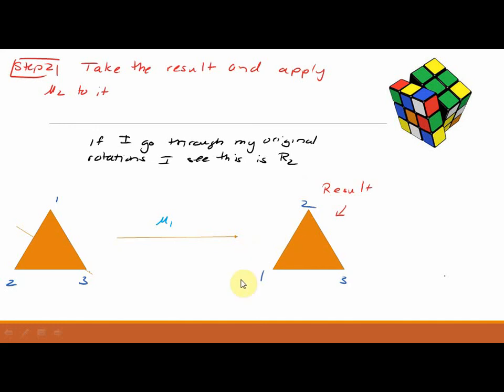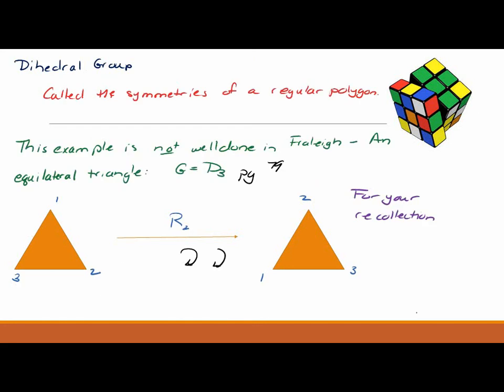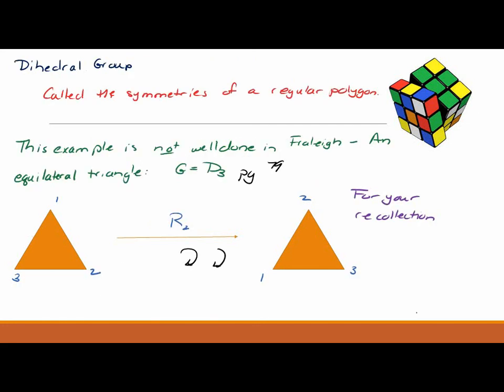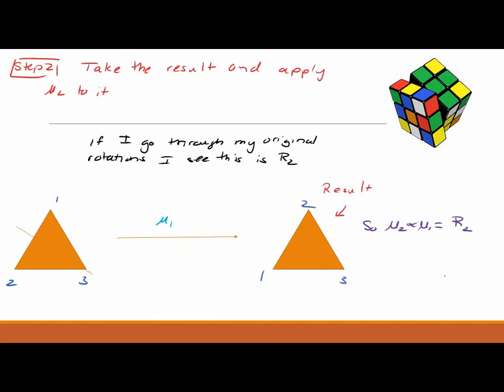which turns out, if I go back and look at all my pictures that I just drew on the previous slides, it turns out that that was actually R2. That was what happens when I did rotation 1, rotation 2. So look at that picture and compare it to the result I got from applying mu1 first and then doing mu2 to that mu1. So that tells me that mu2 star mu1 is R2. So in doing this, I can build the Cayley table.